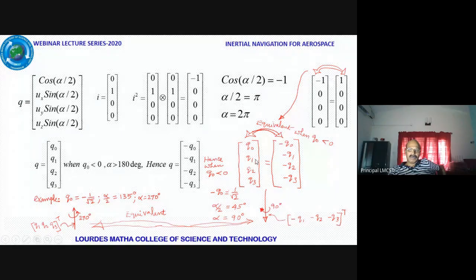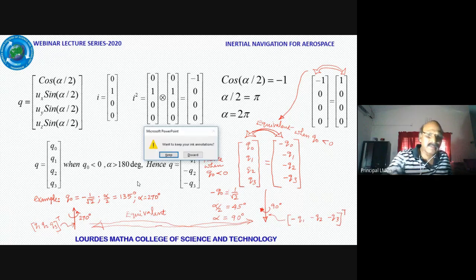And therefore, when Q0 becomes negative, if you change the sign of all of them, they are equivalent when Q0 is less than 0. So I think the derivative of this we will take to the next session. With that, I will stop for today and we will start some few questions.